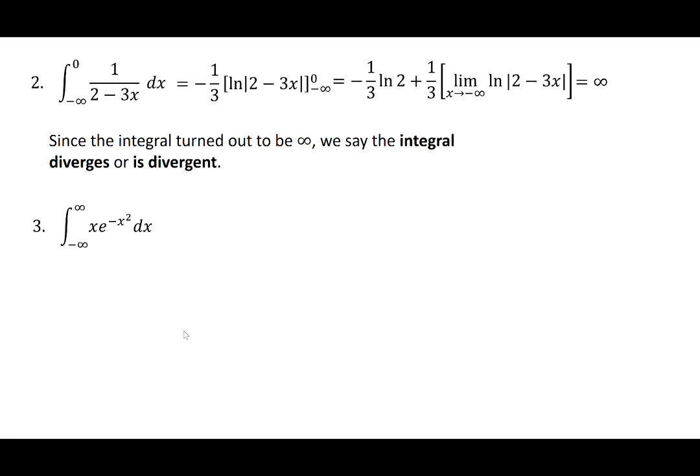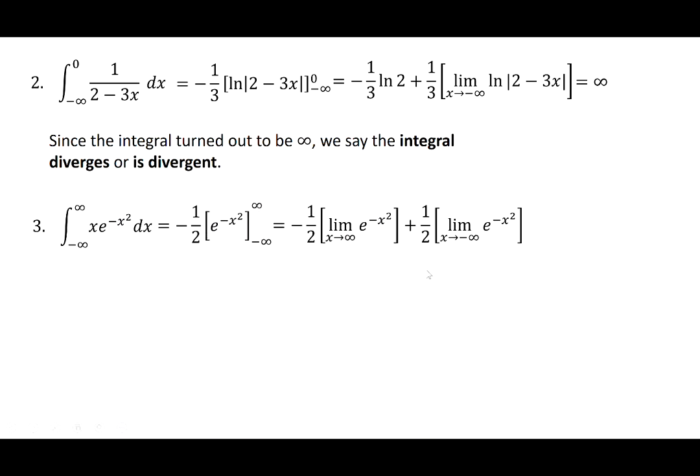Now, on the other hand, let's evaluate this one. Again, observe that this is a type 1 improper integral because it's a definite integral with both negative infinity and infinity as the limits of integration. And we get this. Evaluate the limit as x approaches infinity, and also the limit as x approaches negative infinity. What is the limit as x approaches infinity of e to the negative x square?